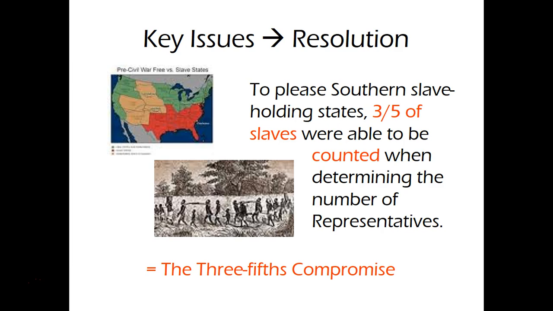And so what you'll do is, if you're a southern state, in order to figure out your overall population when they're trying to decide how many representatives you'll have, they count all the free people plus 3/5 of other persons. And when they say other persons in the Constitution, what they're referring to are slaves.